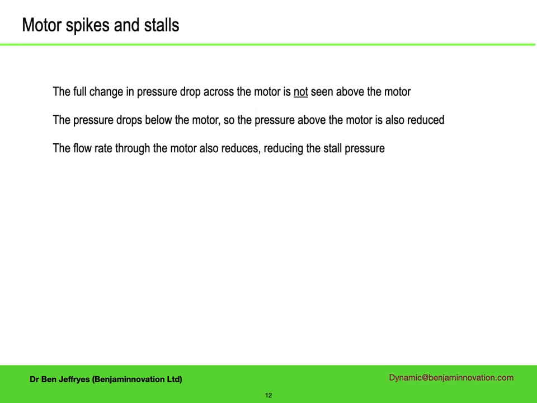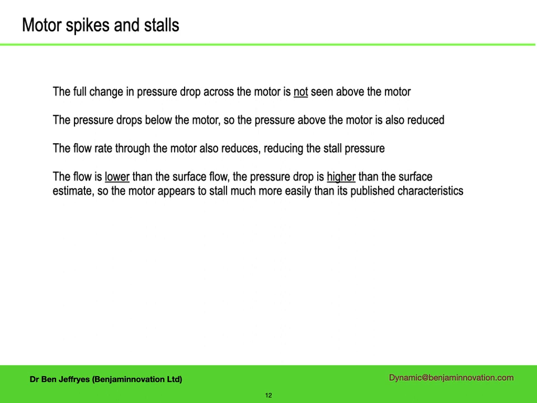The flow rate through the motor goes down, often significantly. One of the most important consequences of this is that the pressure at which the motor stalls also goes down. So the flow is lower than the surface flow. The pressure across the motor is higher than it seems from the surface data. So if you're looking at the motor characteristics, measured in a dynamometer in a laboratory, it will appear to stall much more easily. Also, oil-based mud is much more compliant, and the effects are larger.